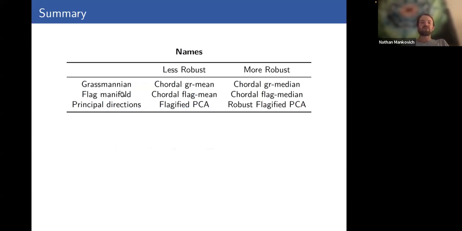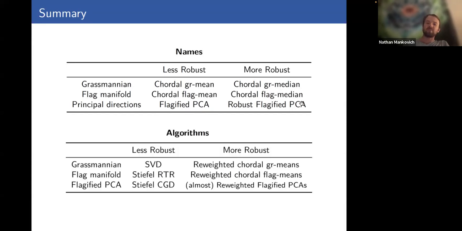So a little bit more of a summary. We had names of things. We were working on the Grassmann manifold or Grassmannian. We were working on the flag manifold, and we were also working with principal directions. We were doing averages. The less robust averages are the chordal Grassmannian mean and the chordal flag mean. The more robust would be the chordal Grassmannian median and chordal flag median. For less robust principal directions, you can think about flagified principal directions, and for robust, you have robust flagified principal directions. And we have algorithms that correspond to each one of these. You just have like a two-dimensional table here.